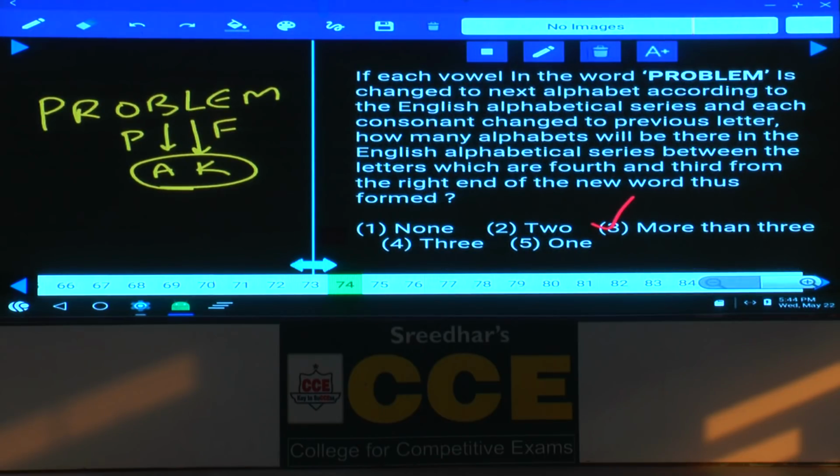Now for this one, -1 need not be written at all. Why? Because the difference between these two will also be the difference between these two, because with -1 applied, the differences will be the same. Hence more than 3, choice 3.